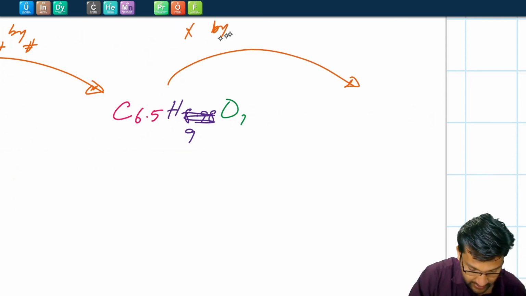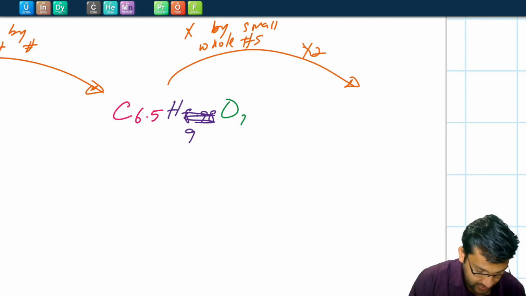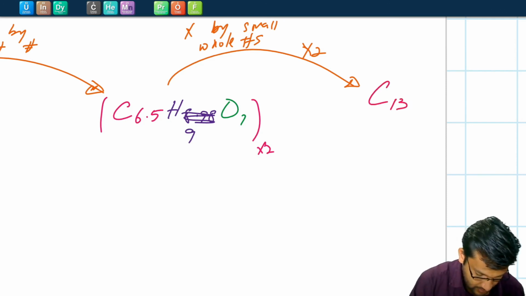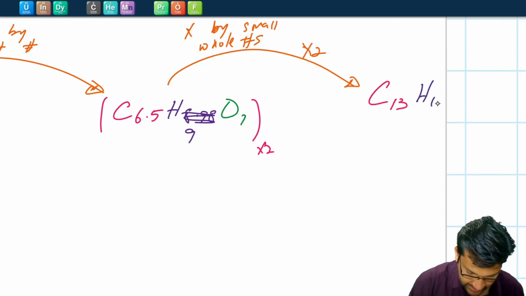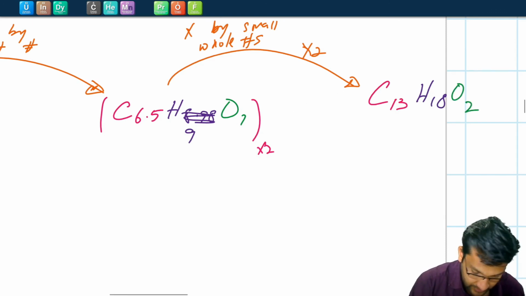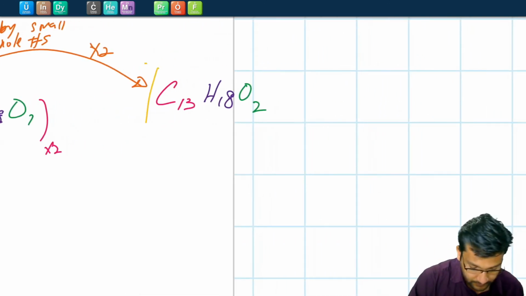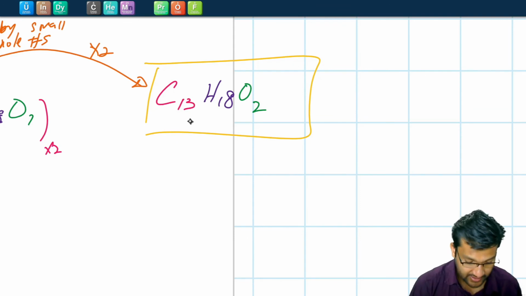Multiply by small whole numbers. The first we're going to try is times 2. Let's see if that works. So everything times 2, right? So 6.5 times 2 gives us 13. 9 times 2 gives us 18. And 1 times 2 gives us 2. So everything works out to be small whole numbers, so we don't need to try anymore. And this is our formula: C13, H18, O2.